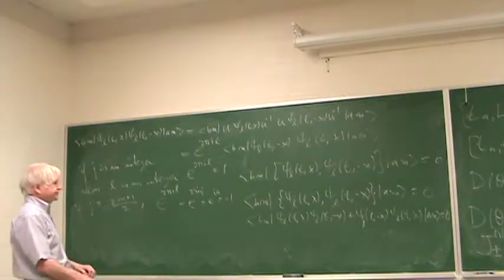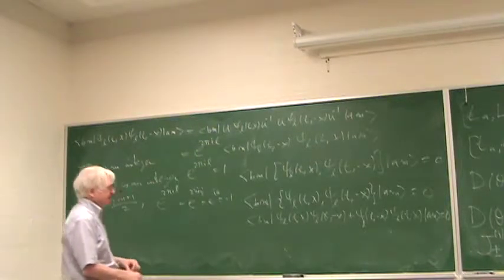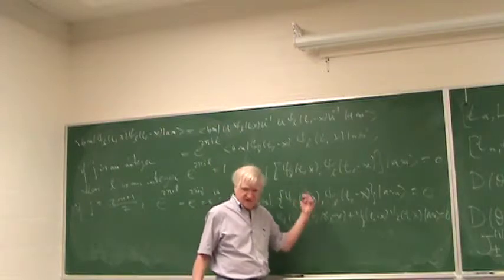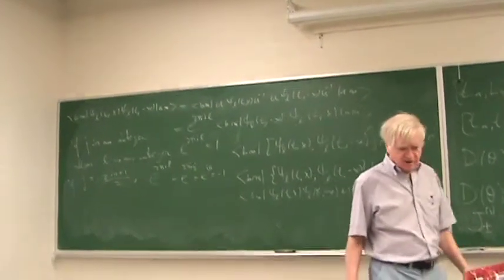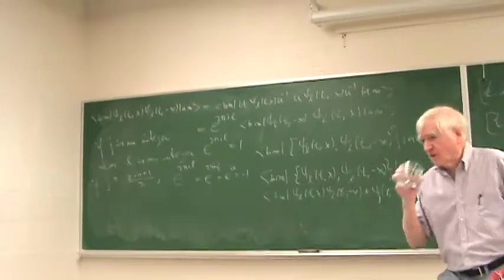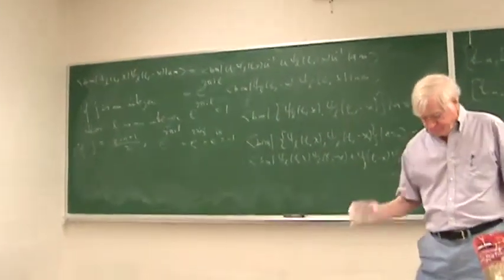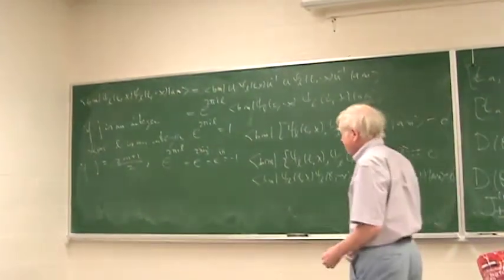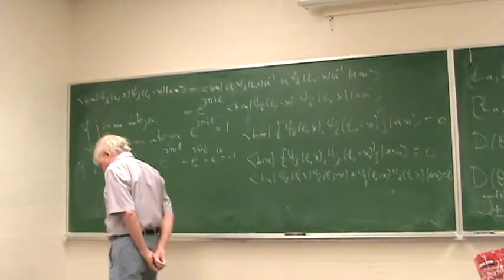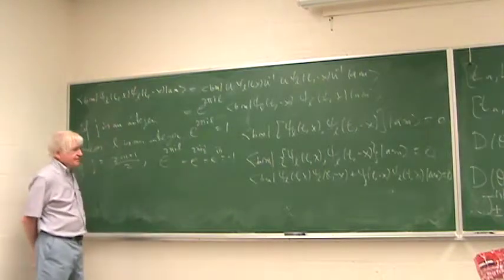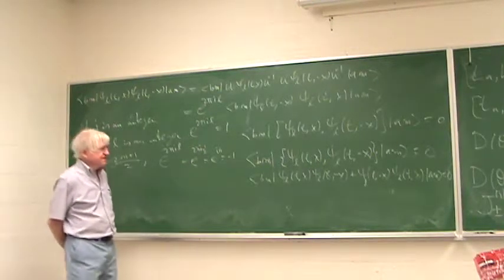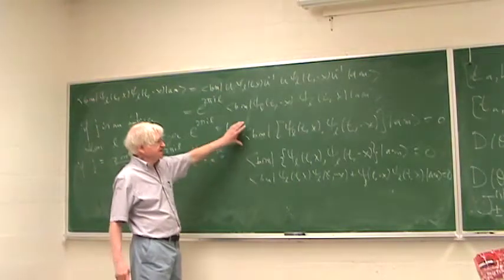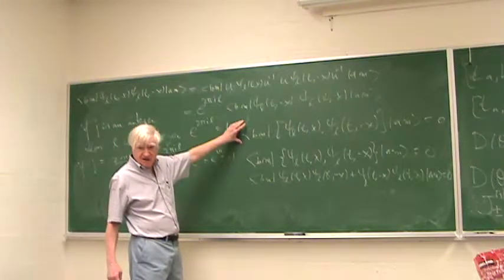And so you get that vanishing. On the other hand, you get the matrix element of the commutator vanishing, the equal time commutator. This is the basis, or an illustration of, in this case, Fermi-Dirac statistics, and in this case, Bose-Einstein statistics.